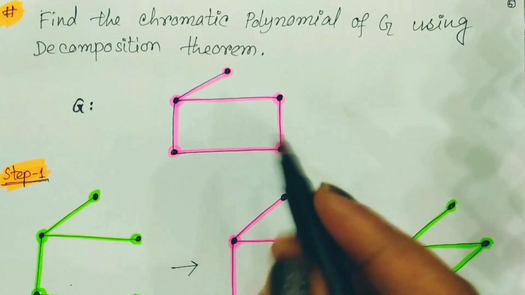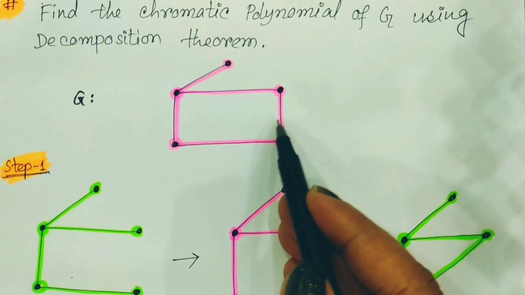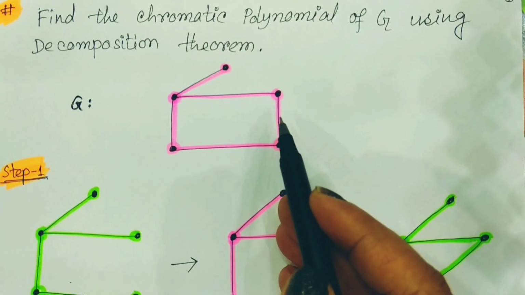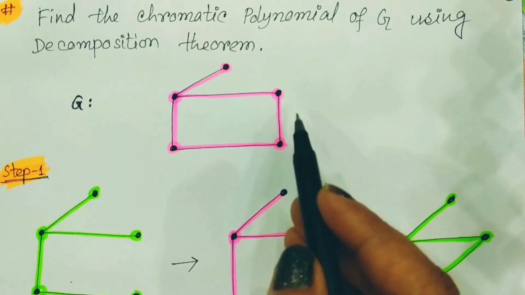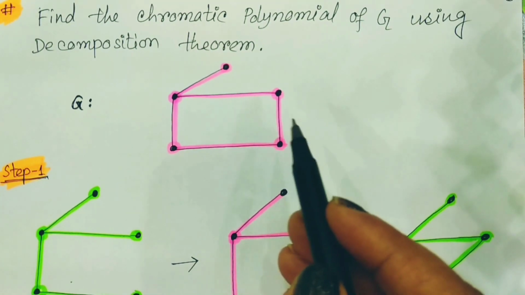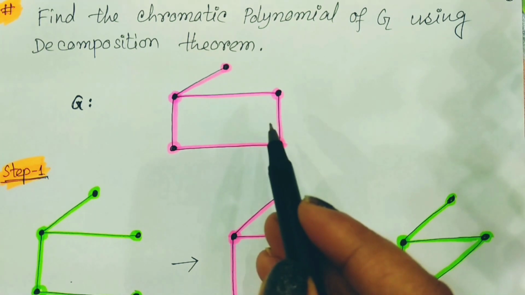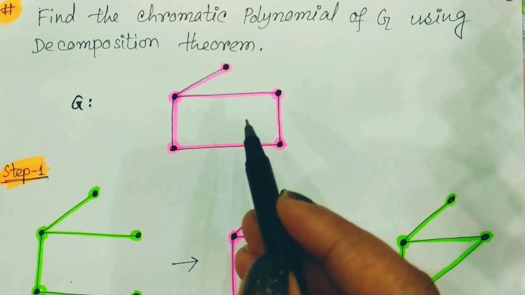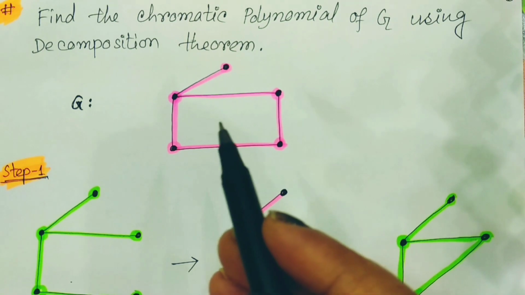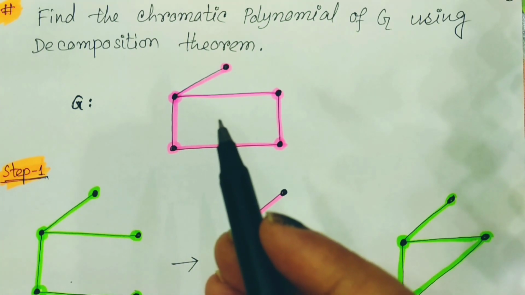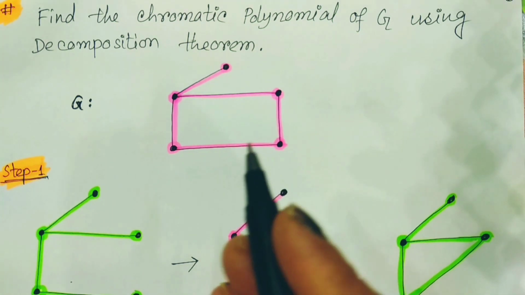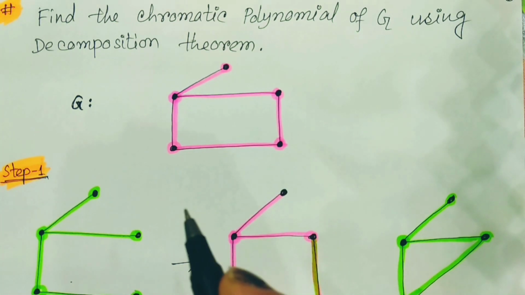In this given graph, if this particular edge is absent, then the graph becomes a tree. Is it not? So if this edge is not present, then it becomes a tree. And if it is a tree, then we know its chromatic polynomial, because for any tree the chromatic polynomial is lambda into lambda minus 1 to the power of n minus 1, where n is the number of vertices in the tree.